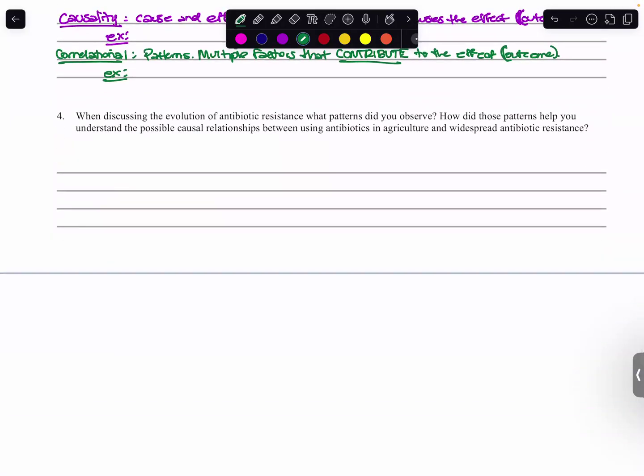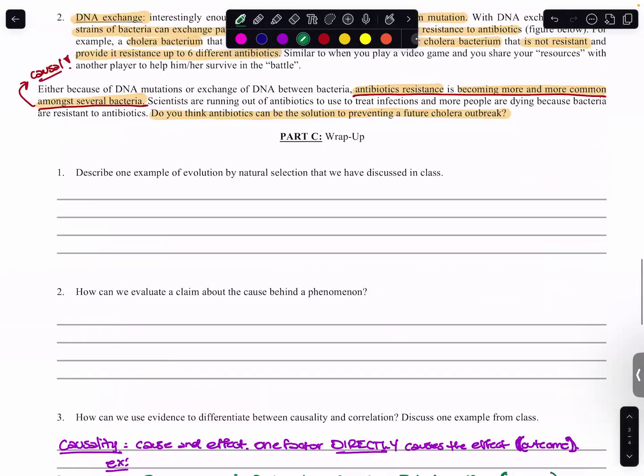And then number four finally says, when discussing the evolution of antibiotic resistance, what patterns did you observe? How did these patterns help you understand the possible causal relationships between using antibiotics in agriculture and widespread antibiotic resistance? Okay. I know these questions sound a little tough, but just work your way through it and you guys totally got this. We have one more elaborate lesson, just one more, and then we are absolutely done. We are done. All right.